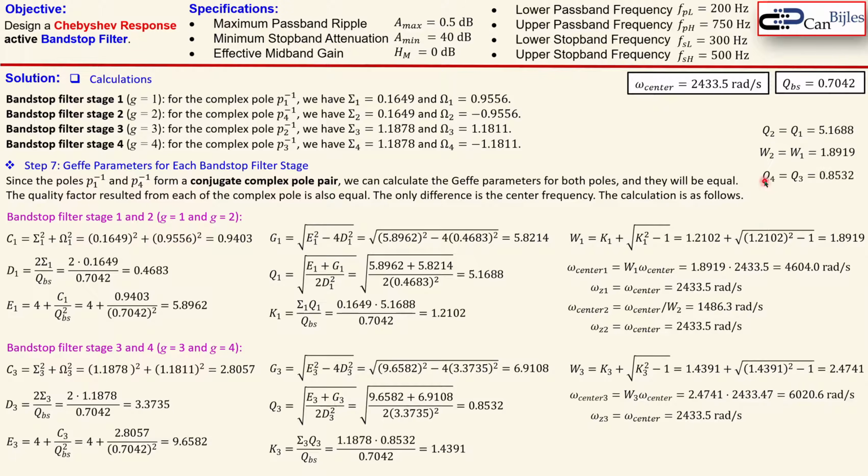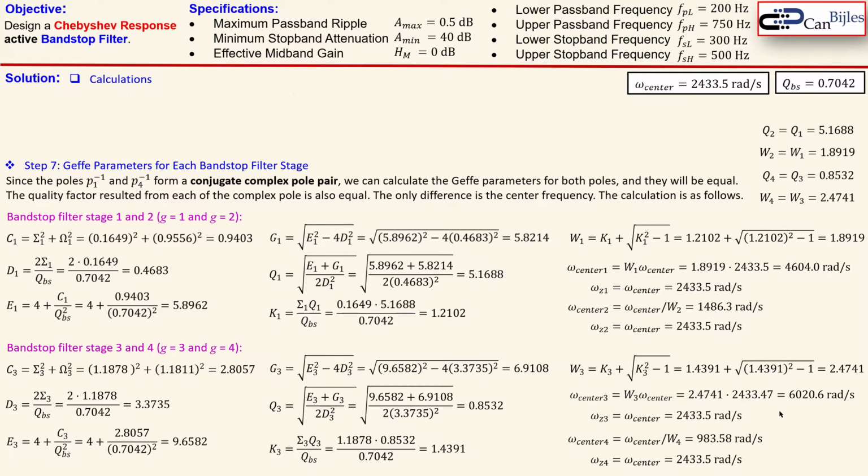Now we also know that the Q4 is equal to Q3, as said before, because the quality factors are exactly the same for the complex conjugate pole pairs. And the W4 is equal to W2, so that's also equal to 2.4741. Now we can also calculate the omega center for stage 4 using this. So you now divide by the W, not multiply by the W. You get this center frequency, and this is again the zero frequency, which is exactly the same as in the previous stages. Okay, now we have all the necessary information, so we can summarize that.